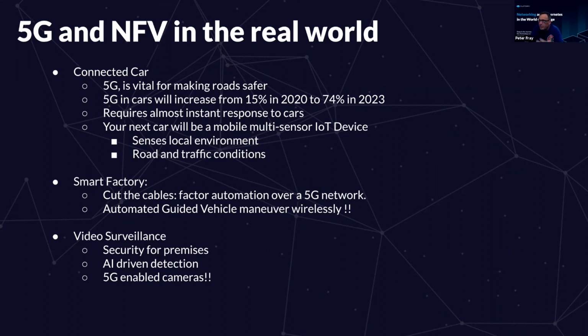In effect, what you're going to see is your car is going to be a multi-sensor IoT device. It's going to sense the local environment, the black ice scenario, crashes and road conditions. It's also going to maybe have cameras looking at the driver to see if he's dozing off. All of this kind of information is being shared in real time outside of the vehicle, and 5G is really enabling that.